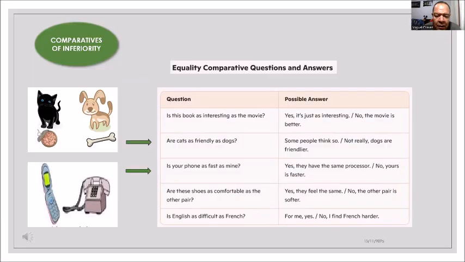Dogs are friendlier. Is your phone as fast as mine? Yes, they have the same processor. No, yours is faster. Are these shoes as comfortable as the other pair? Yes, they feel the same. No, the other pair is softer. Is English as difficult as French? For me, yes. No, I find French harder.